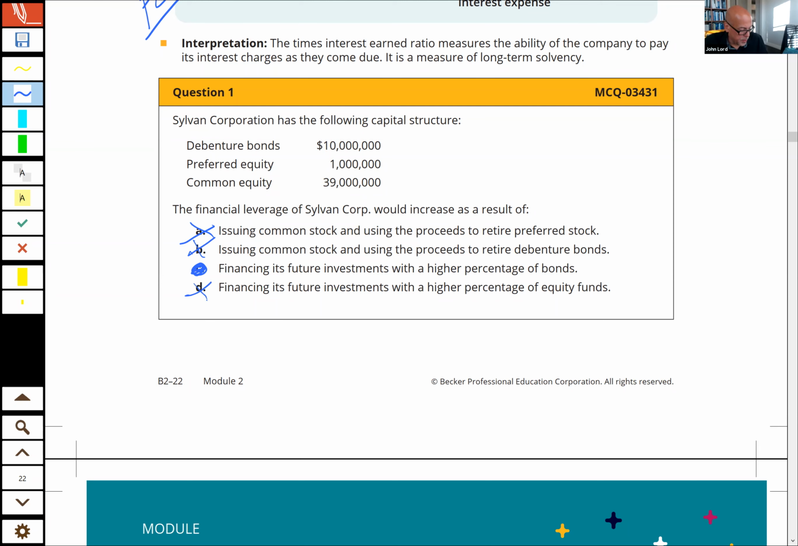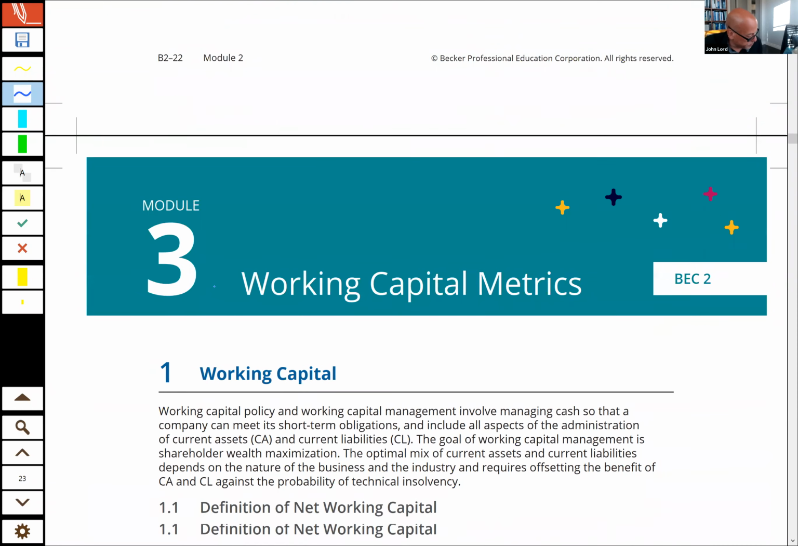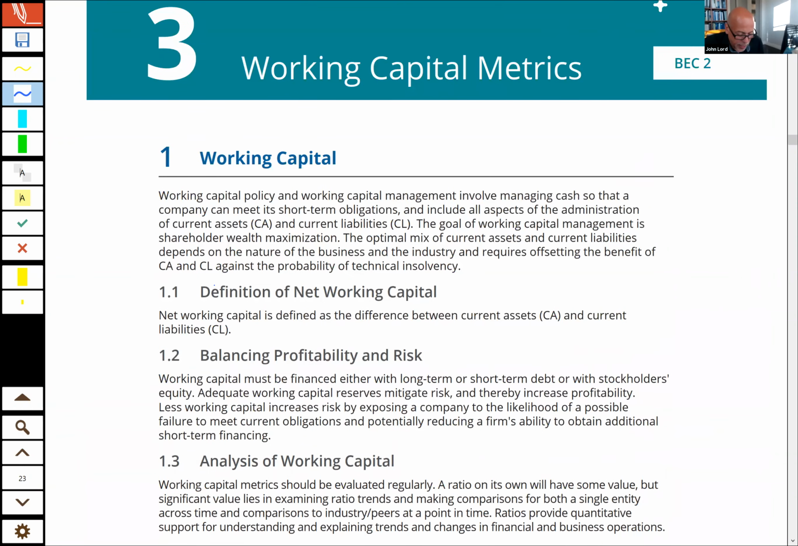Okay, so this question was more definitional. This was a distractor, guys. And that's why it's always important to make sure that you understand what the question is trying to do to you as you look at it. Okay, good. Let's take a look at working capital.